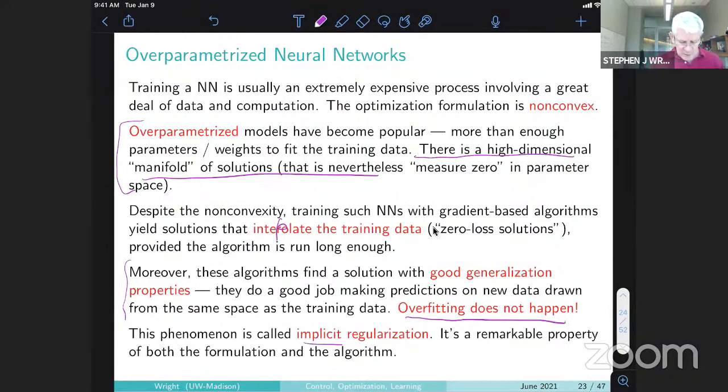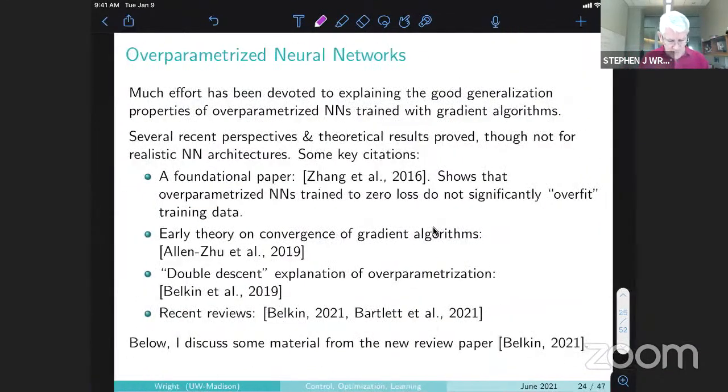This phenomenon is called implicit regularization. Somehow running gradient methods on over-parameterized nets, even to global optimality, doesn't overfit the training data. It gives you something that generalizes well. So there's been a lot of work on this in the last 4 or 5 years.